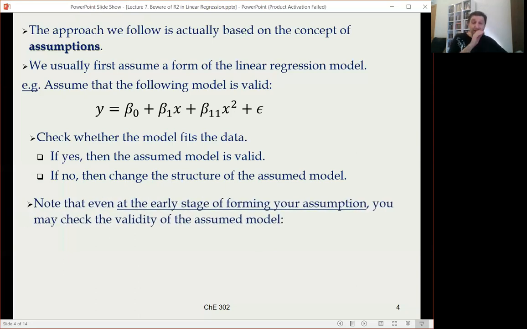But I hope you remember from the concept of assumptions, there were a couple of examples I tried to explain. For instance, the constant density of air assumption. We may check the validity of the assumption. You don't need to wait until the very end of the whole analysis and the experiment. You may check, at least to some degree, the validity of this assumption at the very beginning.